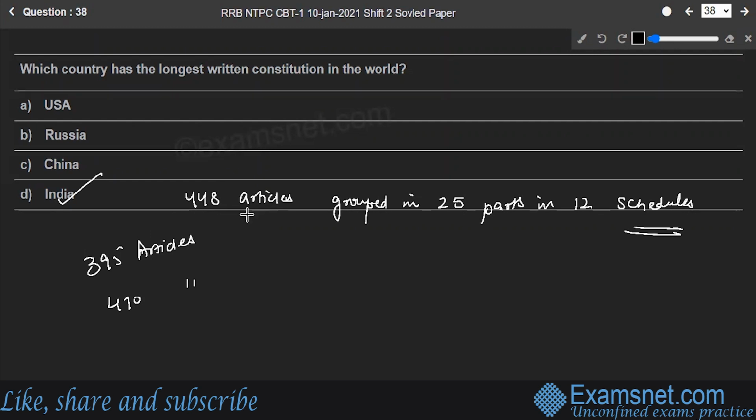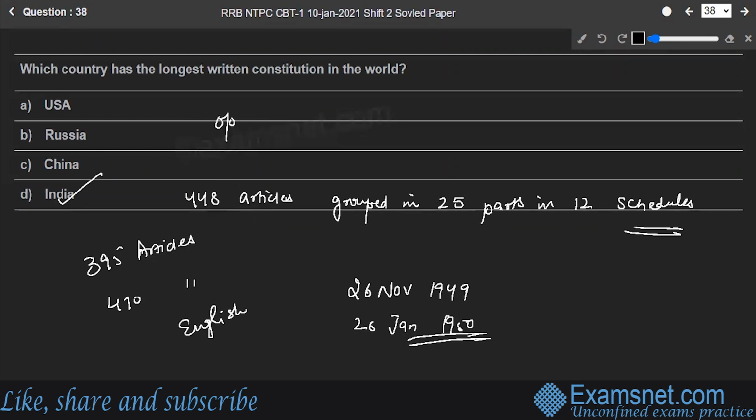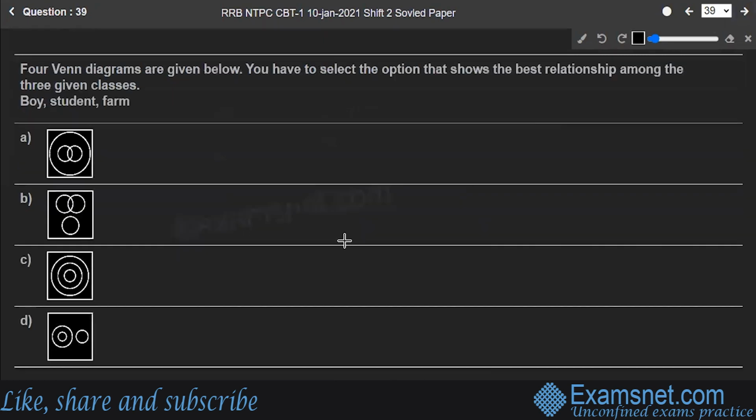The Indian Constitution was originally written in English. Prem Bihari Narayan Raizada wrote the Indian Constitution by hand. Dr. B.R. Ambedkar is also known as father of the Indian Constitution. Indian Constitution was adopted by the Constituent Assembly of India on 26 November 1949 and became effective from 26 January 1950. So we have option D, India, as the correct answer for the longest written constitution. Hope you understood this. Next is question number 39.